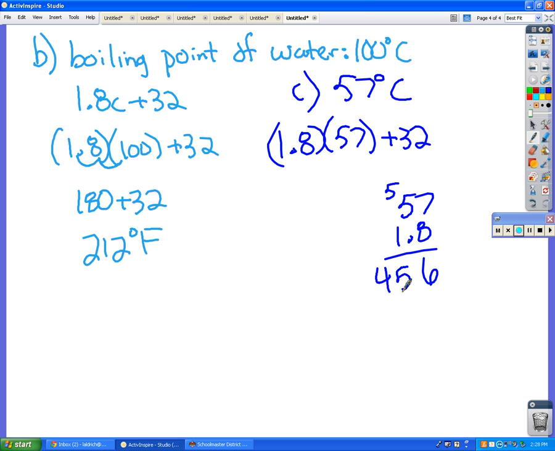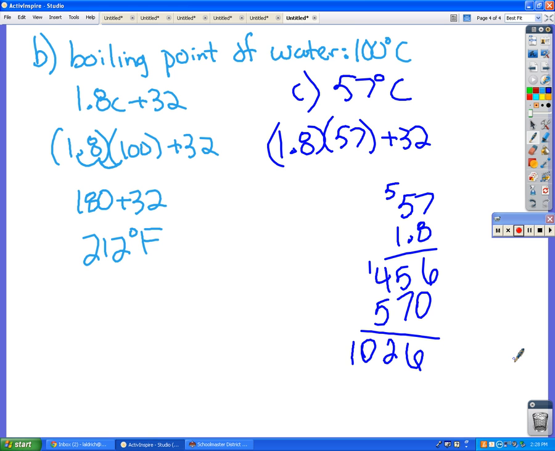Very good. 1 times 7 is 7. 1 times 5 is 5. So if I add those up, do you put a 0 there when you do this? You do? Okay. So I got a 0 right there. 6 and 0 is 6. 5 and 7 is 12. Carry the 1. And that is going to be 10.